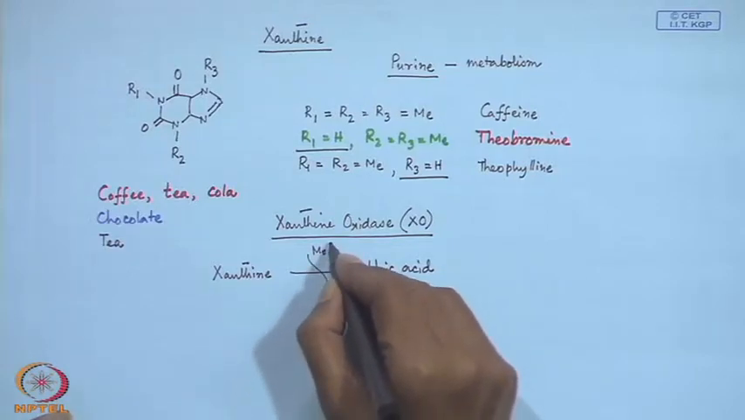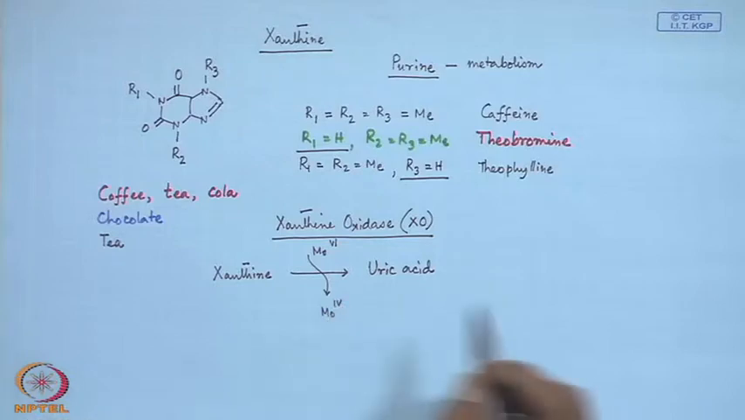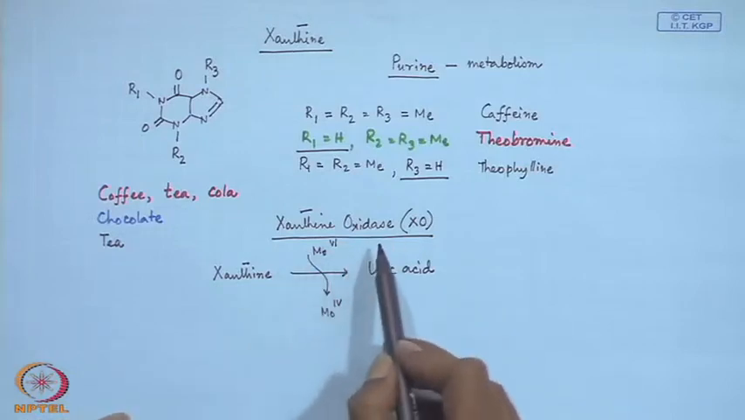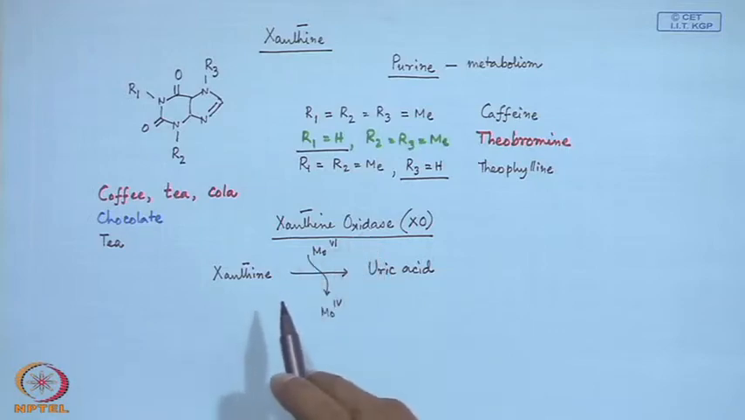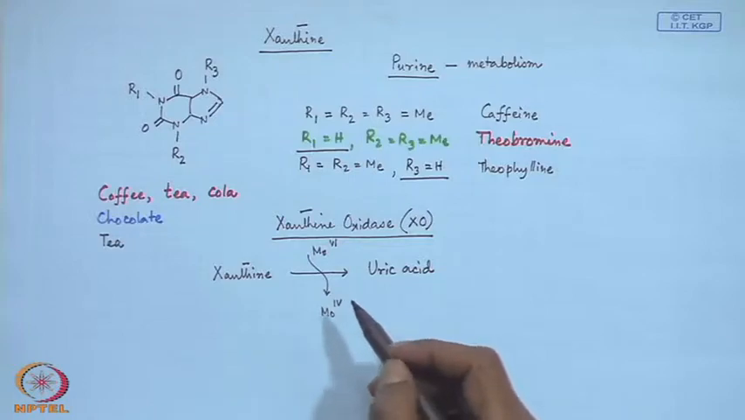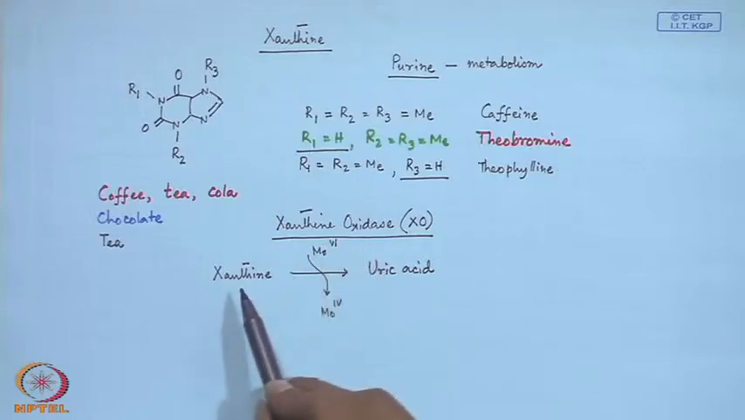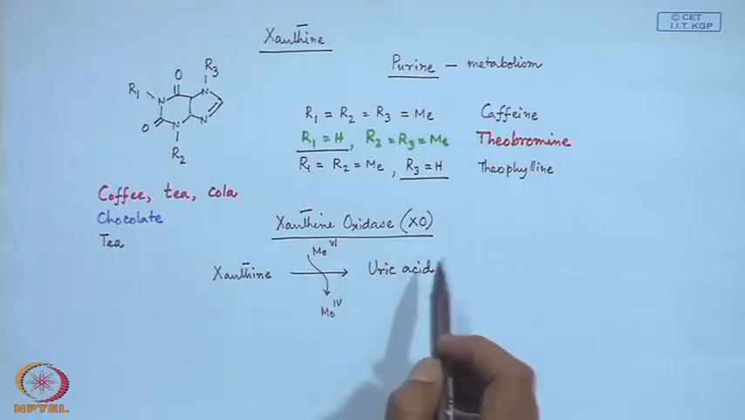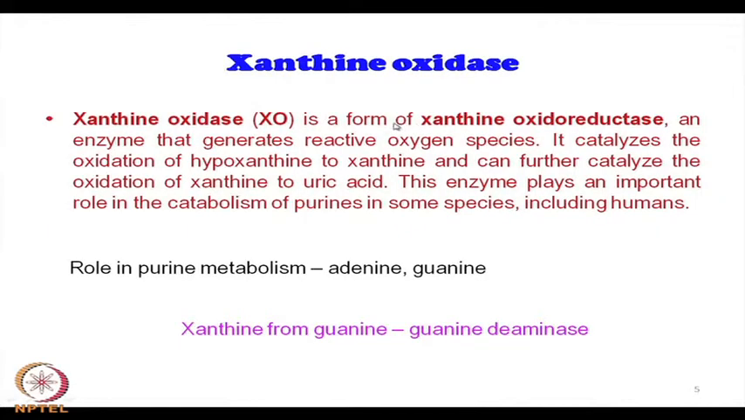So, you have molybdenum 6 and molybdenum 4. Therefore, your xanthine oxidase has a molybdenum center, which will be responsible for another type of oxo transfer reaction. So, this can again be considered an oxo transfer reagent. This very good oxo transfer reagent can be responsible for the oxidation of xanthine to uric acid. So, this is a big group of molecules. Xanthine oxidase is a form of xanthine oxidoreductase.